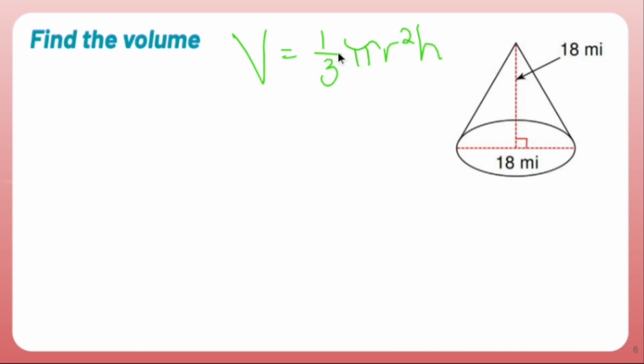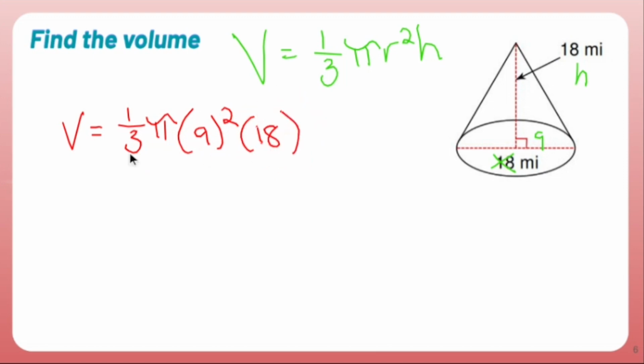Now, what I have here is 1/3 pi r squared h. I have my height. My height is 18. What I don't have is my radius. This 18 has to do with my diameter, so I don't care about 18. I care about half of it, which is 9. So I take those numbers and plug them into my formula. V equals 1/3 pi 9 squared h, which is 18.